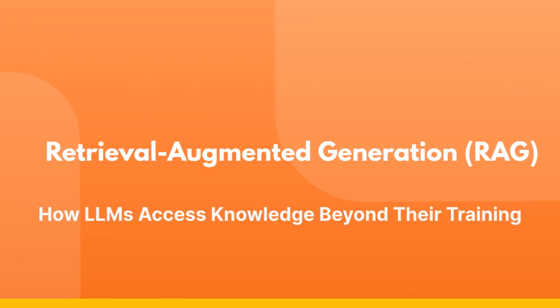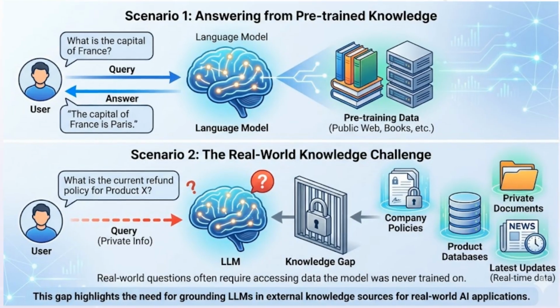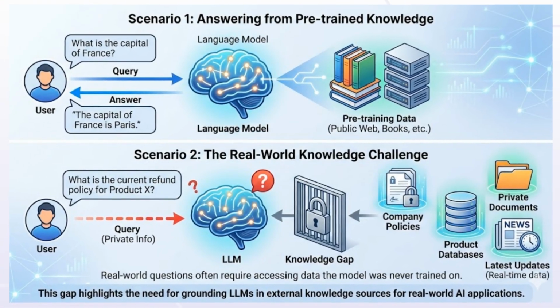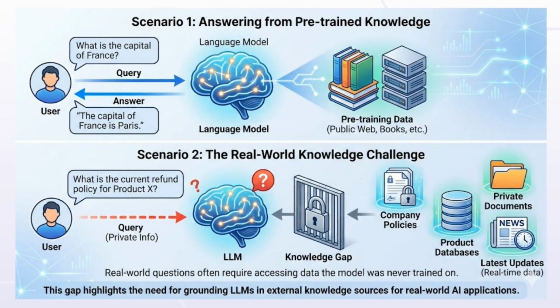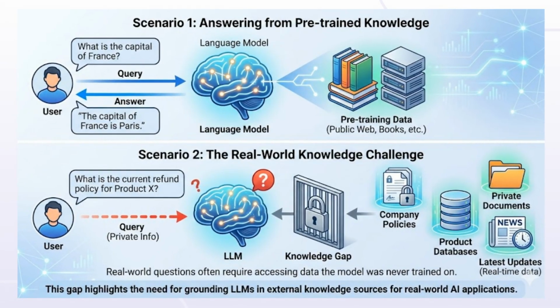In this episode, we will look into the topic of retrieval-augmented generation in a clear and intuitive way. When you ask a language model a question, where does the answer actually come from? Sometimes the model already knows the information from its training, but many real-world questions require knowledge the model was never trained on. For example, company policies, private documents, product databases, or the latest updates. This creates a major challenge when building real AI systems.